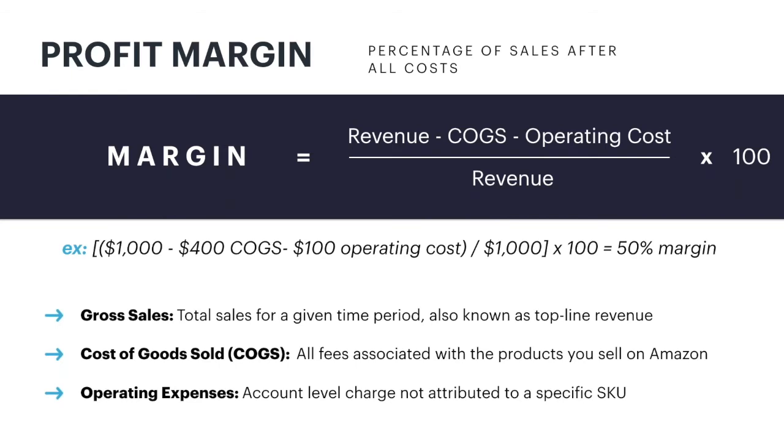It costs him $400 to make the product, and everything relating to the product is what your cost of goods sold are. And then he also has operating costs, so account level charges not attributed to specific SKUs. So things like storage fees and return fees and damaged inventory. Just divide that by your total sales and multiply by 100. So he'd get a 50% margin.